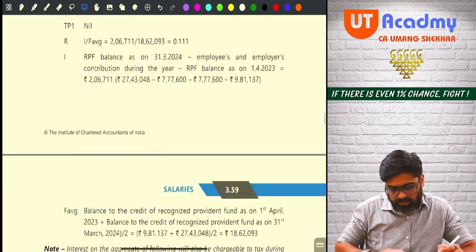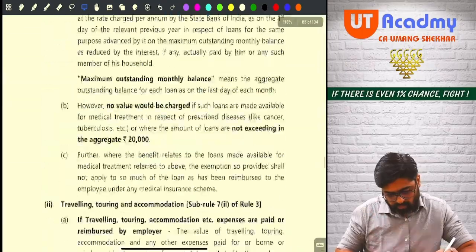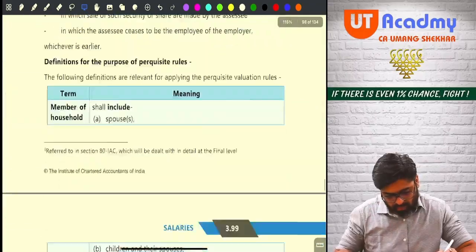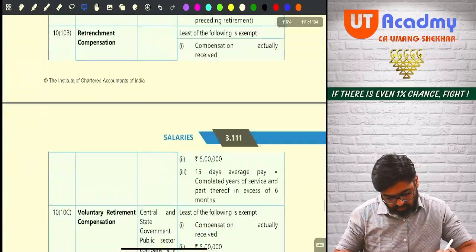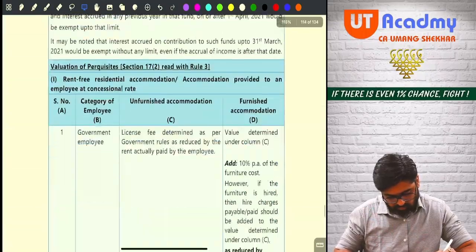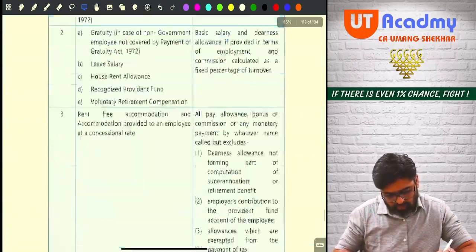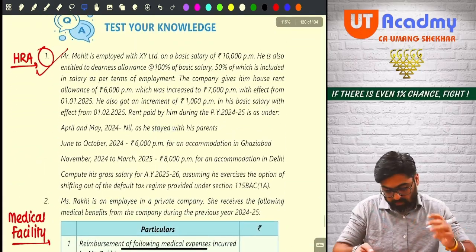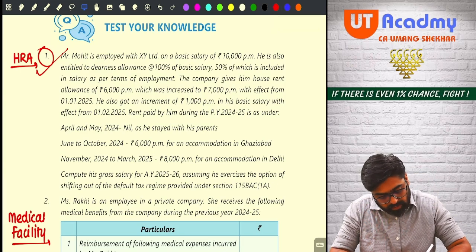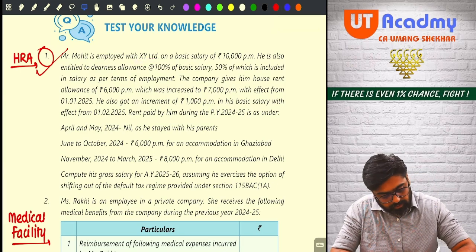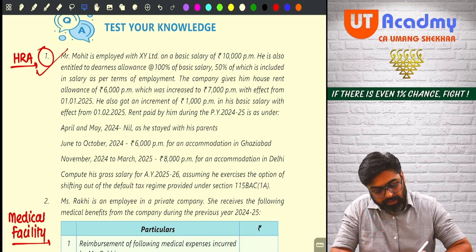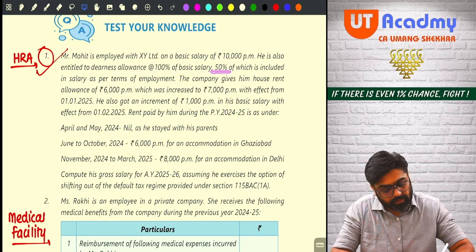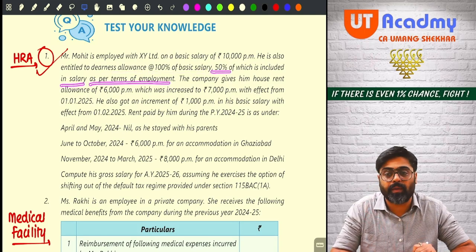That question was question number 1 from your test your knowledge section. See this question. Mr. Mohit is employed with XY Limited on a basic salary of rupees 10,000 per month. He is also entitled to dearness allowance at 100% of the basic salary, of which 50% is included in salary as per terms of employment.